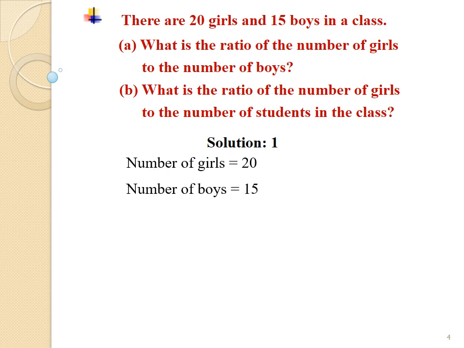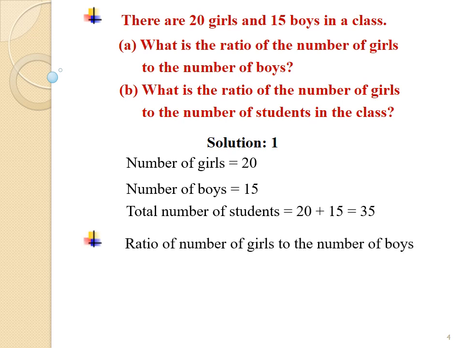Therefore, number of students in a class which includes both girls and boys equals to how much? Thus, number of students in a class is 20 plus 15 equals to 35. Now, let us find out the ratios. Sum A, ratio of the number of girls to the number of boys equals number of girls upon number of boys equals 20 upon 15.